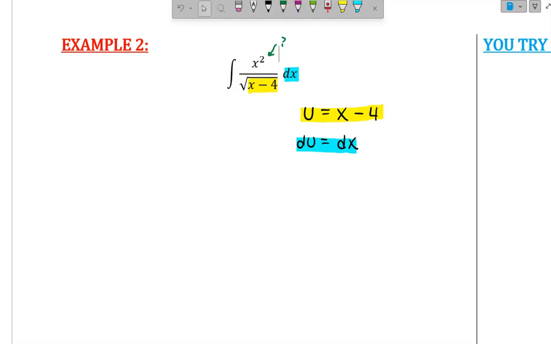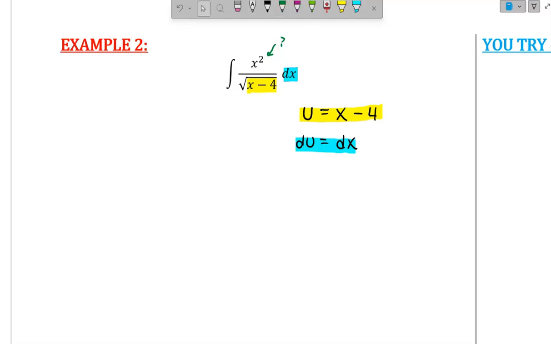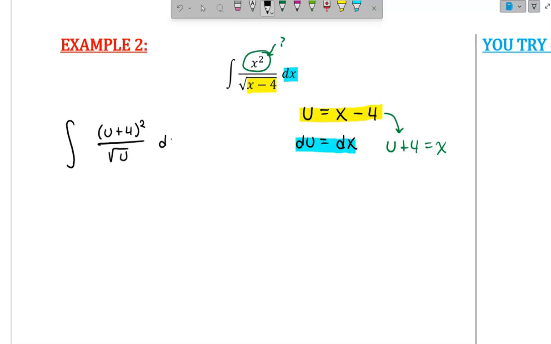What I'm going to recommend is to do the same thing that we did in the last question, and that is we're going to rewrite u. This is going to become u plus 4 equals x, and that is what we're going to substitute in here. Now there's a plus and a minus to doing this, and we're going to do the substitution now so you can see what this looks like. So we get (u plus 4) squared over the square root of u du.